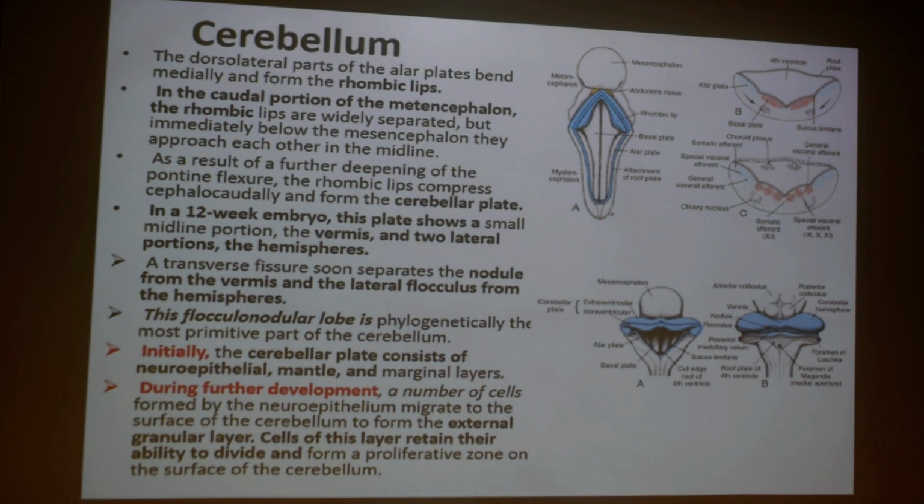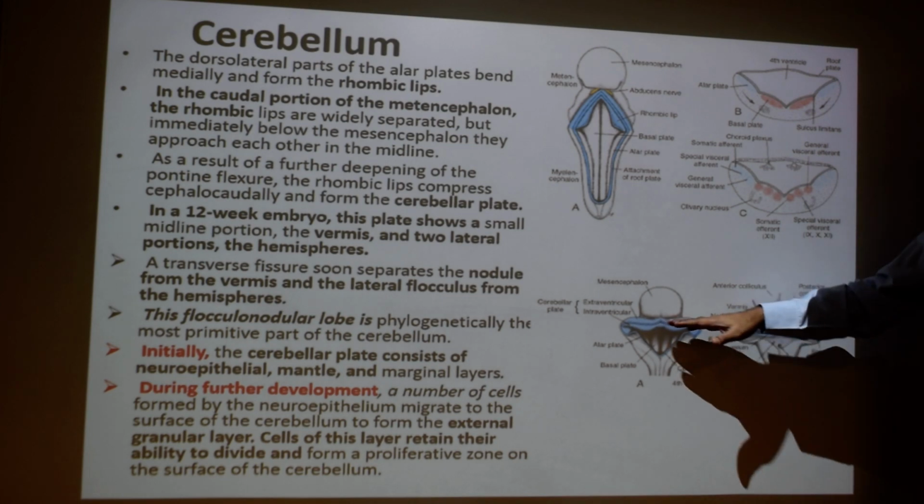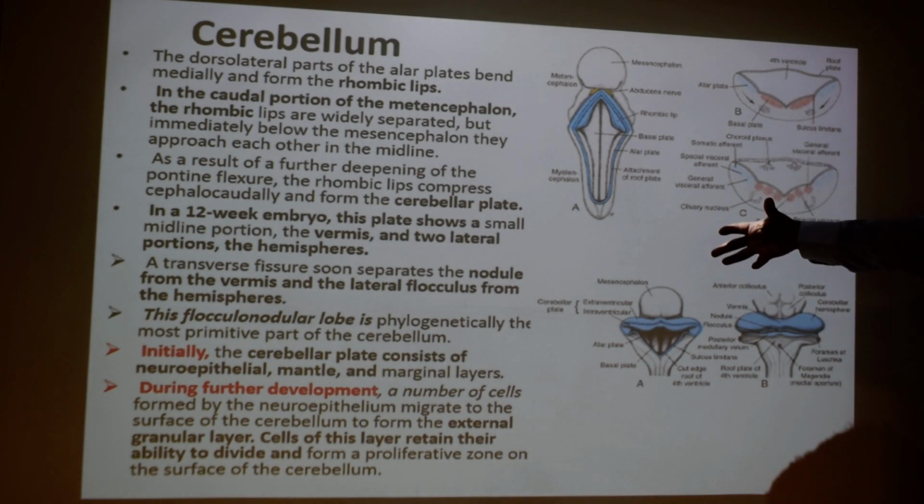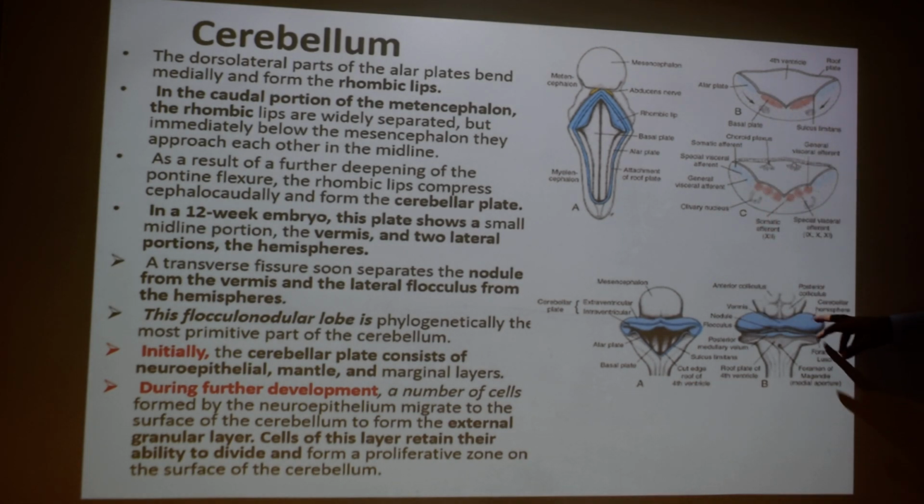So the cerebellum is basically arising from the overhanging of the alar plates, which form the rhombic lips. As the pontine flexure expands, the two lips, which are separated at the caudal end, come together, giving rise to a single plate, which is called the cerebellar plate. This cerebellar plate then has a groove in the center, which is going to give rise to the vermis, and the two sides, as they expand, are going to give rise to the cerebellar hemispheres.